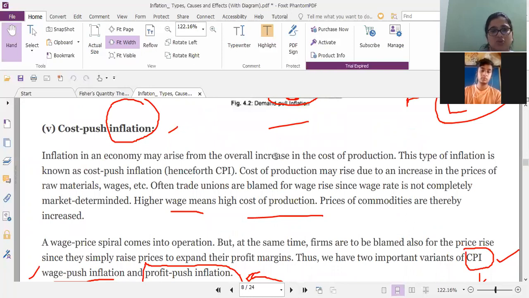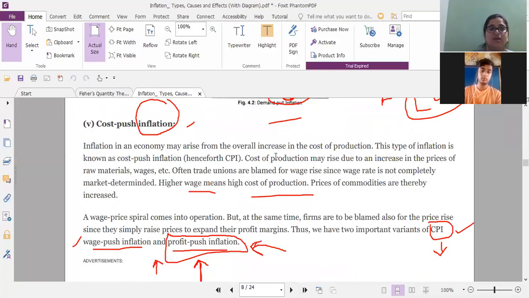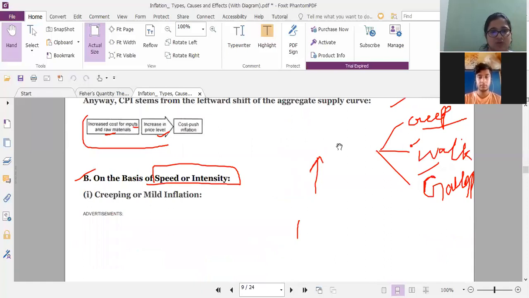Then we discussed cost push inflation. I think you were there in this class, last class only we did. Yeah, I was there. So tell me, what is cost push? You remember? It is the overall increase in the overall cost of production. Right. If the cost of production increases, then the prices will increase, and this will lead to the inflation problem, right? So again, here also you have a chart.